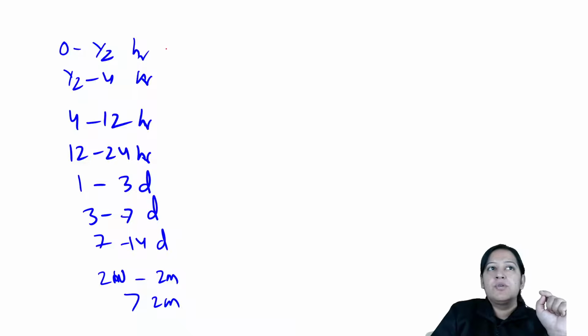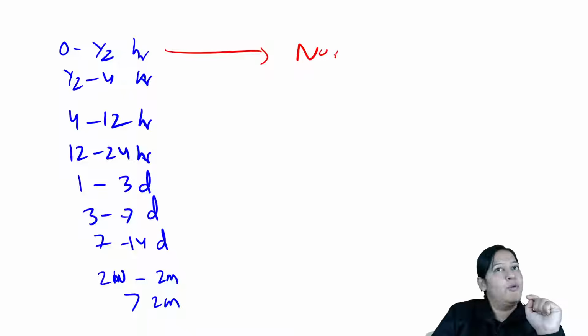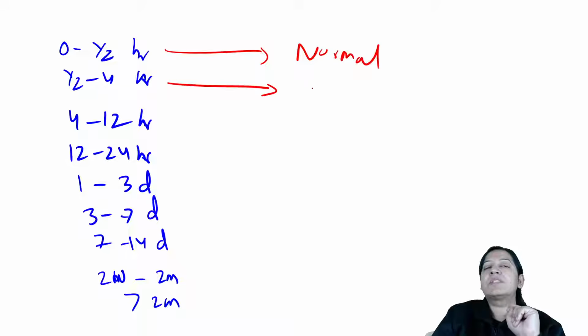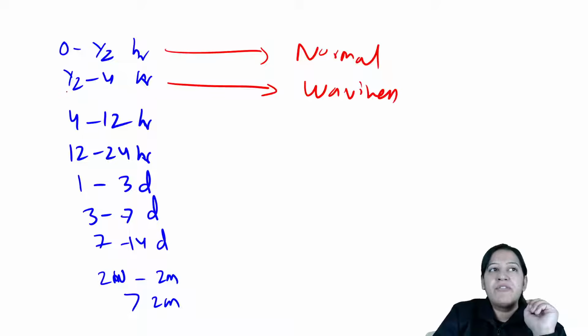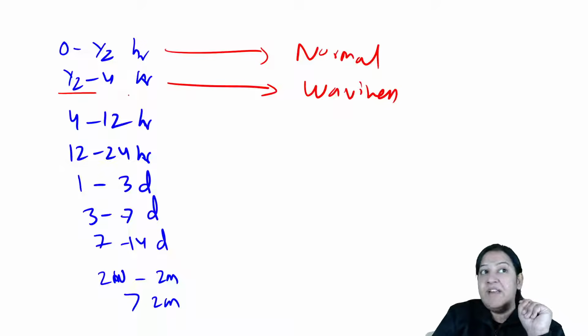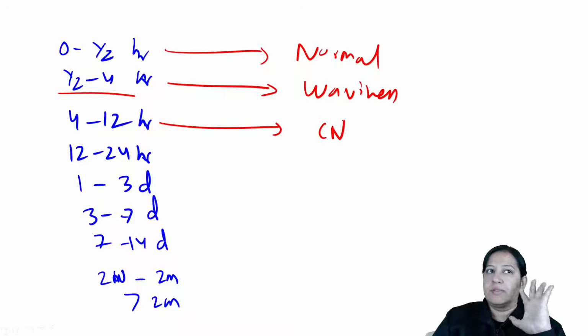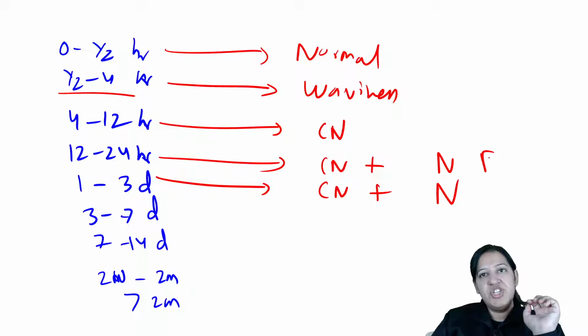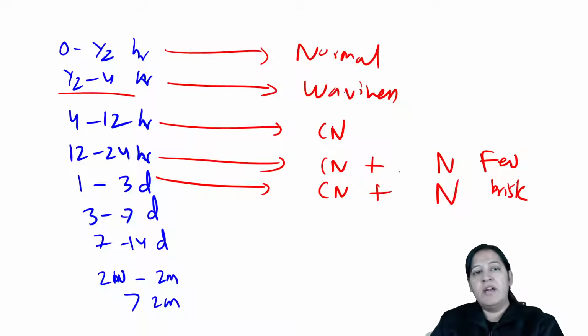Let me write it. First of all, it is normal. You get nothing. It is reversible up to 30 minutes. Then you start getting changes. The first change is always waviness. Half to 4 hours, it is waviness. Learn the corresponding time zones. 4 to 12 hours, only coagulative necrosis. After that, coagulative necrosis with neutrophils, initially few, later on brisk. Have you got it?